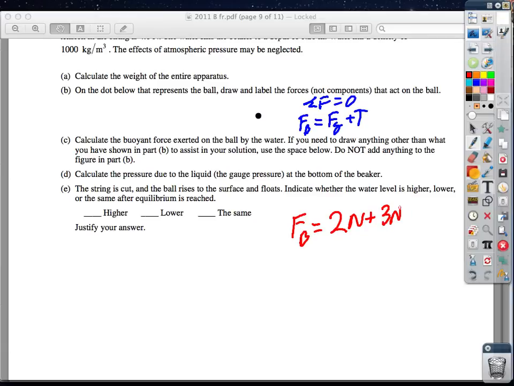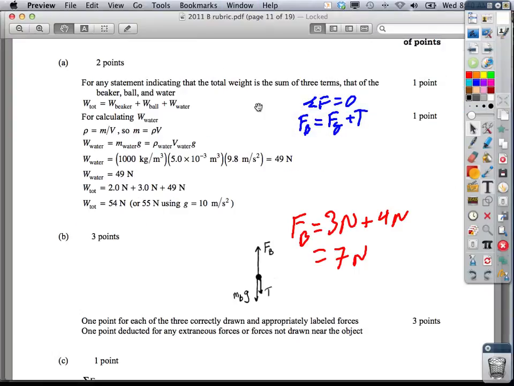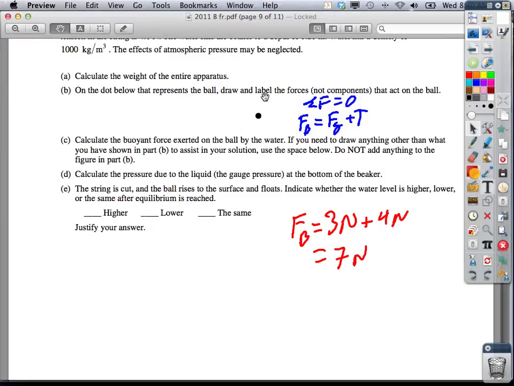Yeah, the ball. The ball. Oh, okay, way back here. So this is 3 newtons, and then that was 4 then, right? So we get like 7 newtons. That seems too easy. Can't be that easy. Is that easy? Yeah, it's that easy. They're giving us points.